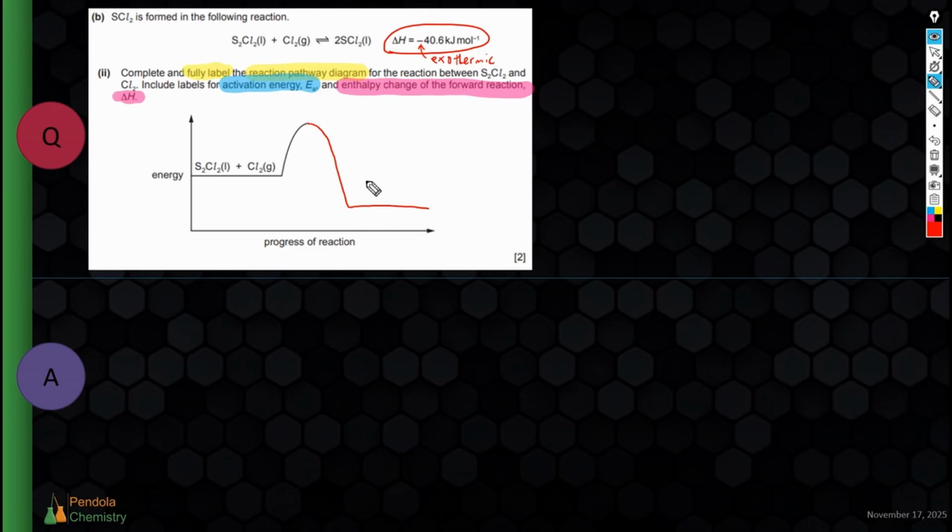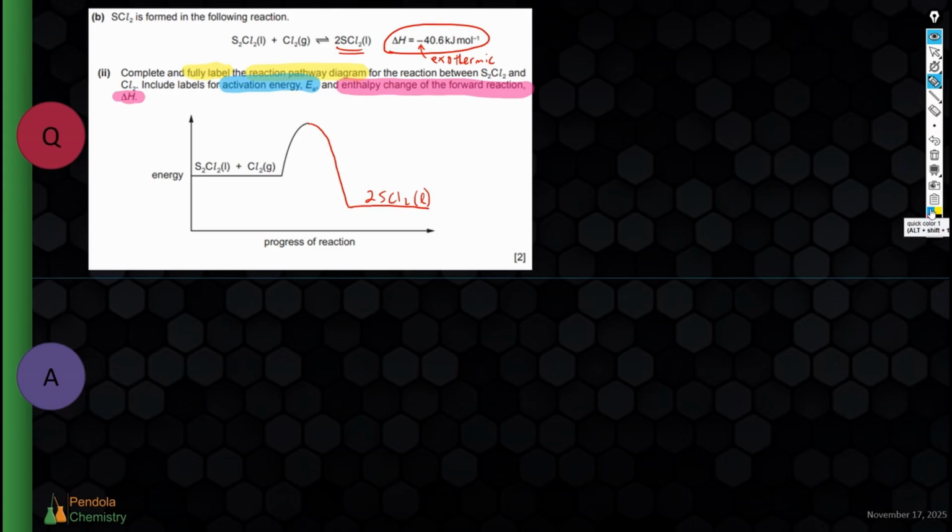Now, when we write the products, we're not just going to write the word product, we're going to write 2SCl2 liquid, because that's our actual products. This is for an actual reaction, so we need to include that reaction in our drawing.